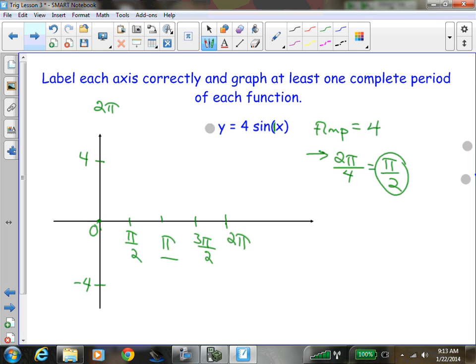Now, because this is a sine curve, we know that the period's going to begin at 0 here. All right. Now, on a sine curve, if the number that's right here is positive, does the graph go up first or does it go down first? All right, it goes up. And so we know that at pi over 2, we're going to get a point here. At pi, we're going to get a point here. Then we're going to get the point that's down here.